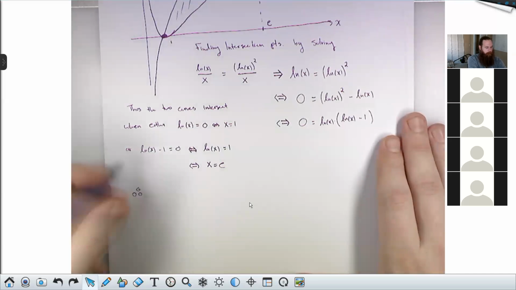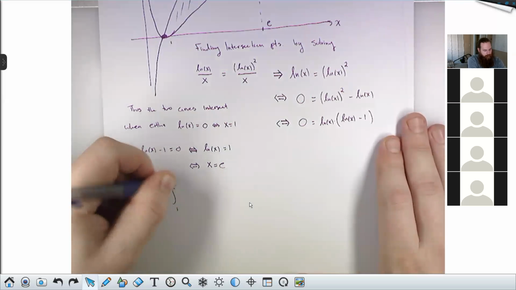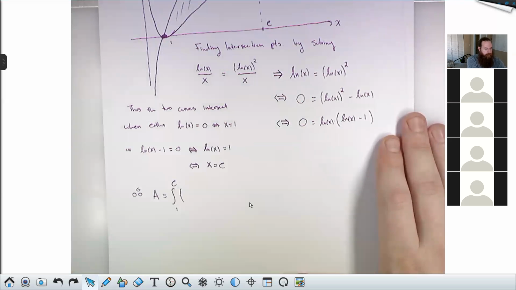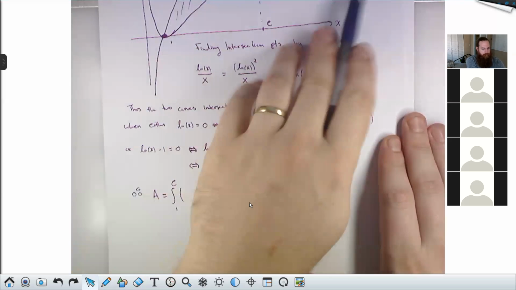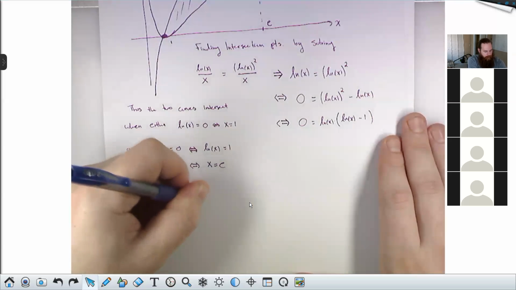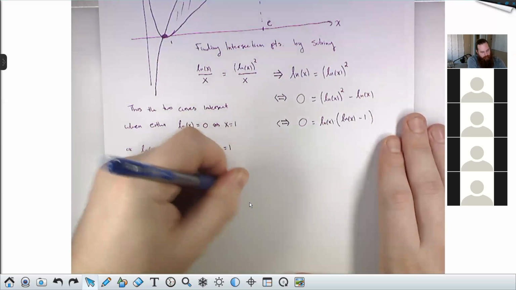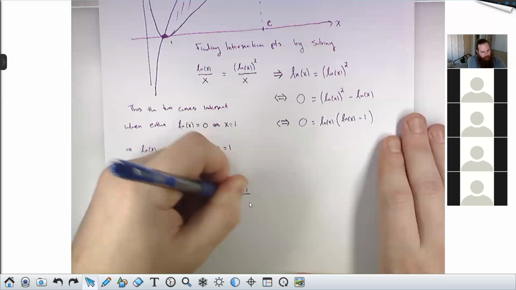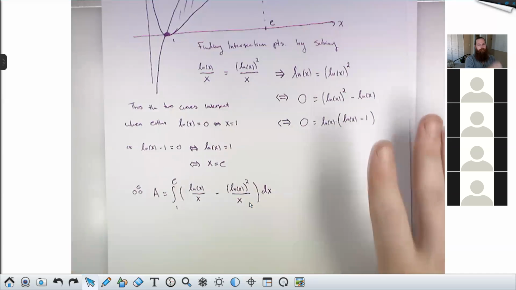So therefore, my area is equal to the integral from 1 to e of the upper minus the lower. And the upper in this region is ln x over x minus the lower in that region is ln x squared over x. And the integral is being done dx.